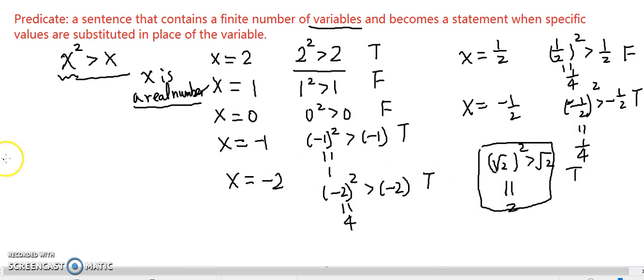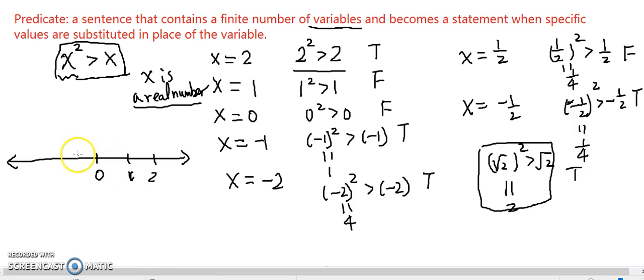Radical numbers. So let's draw our number line to try to describe what numbers will make this sentence a true statement. I mark some of the numbers here.